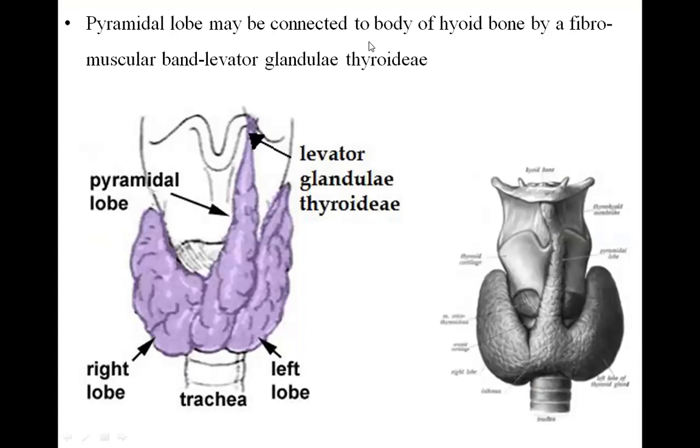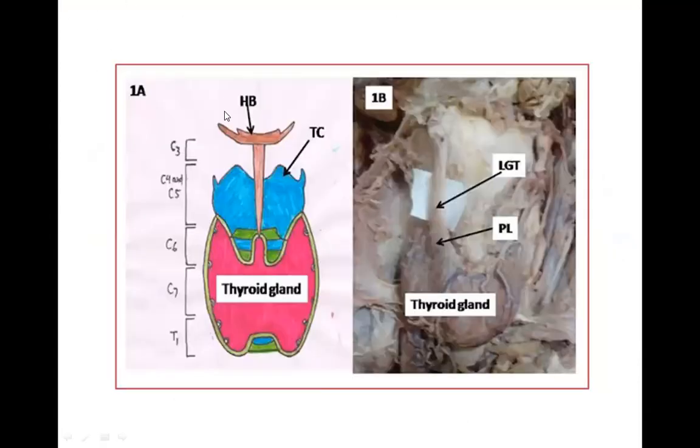Pyramidal lobe can be connected to the body of the hyoid bone by the fibromuscular band that is known as the levator glandulae thyroideae. Here you can see the pyramidal lobe, which is connected to the hyoid bone by the levator glandulae thyroideae. Here is the hyoid bone, and here is the pyramidal lobe connected by the levator glandulae thyroideae. It is a cadaveric picture.